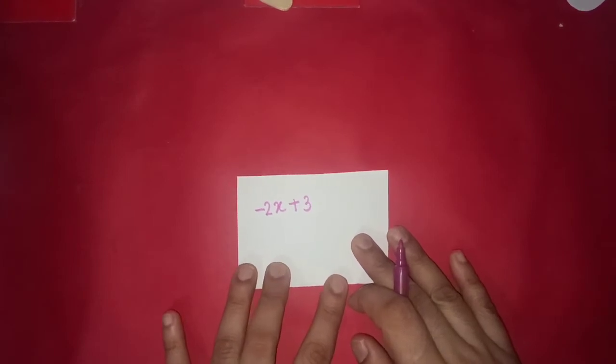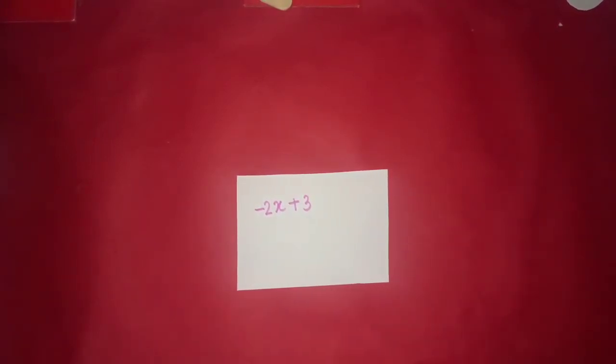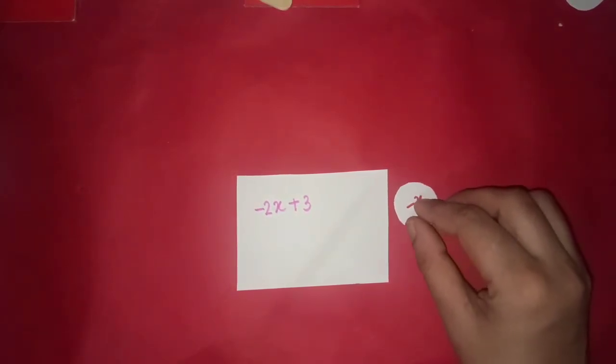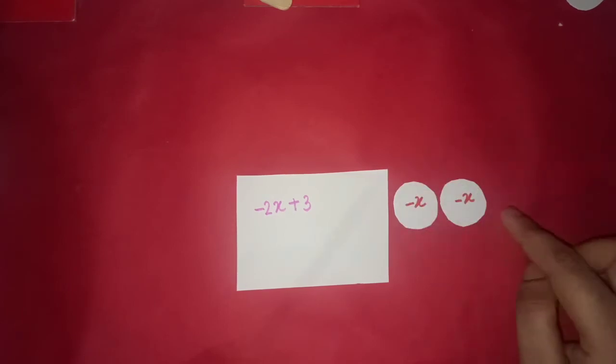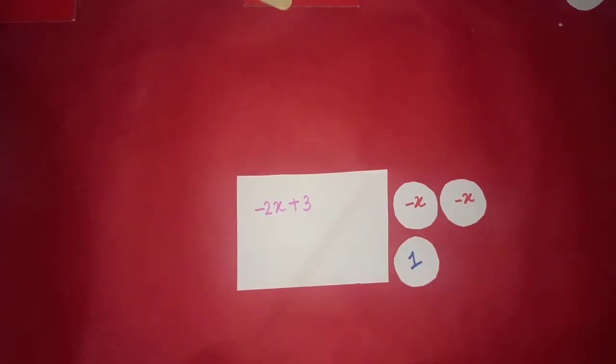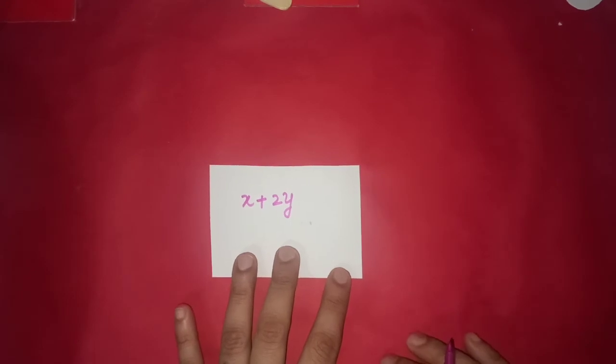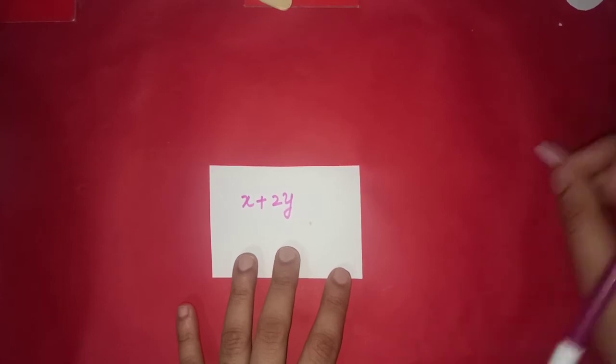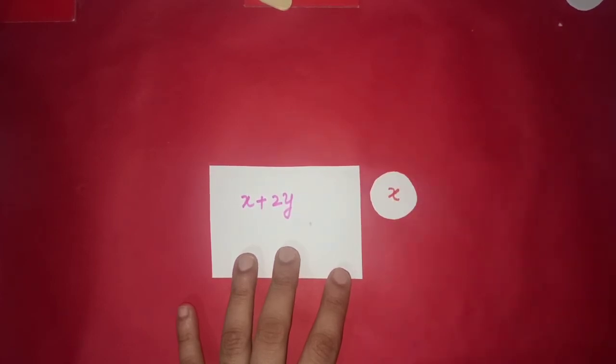Now understand another expression, which is negative 2x plus 3. For negative 2x, I need 2 negative x's. So this is negative 2x. And I need 3 1's. Now we have got negative 2x plus 3. Let's look at an expression having two variables, x plus 2y. For this, I need 1x and 2y's.